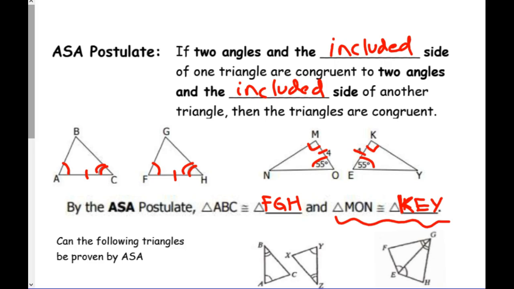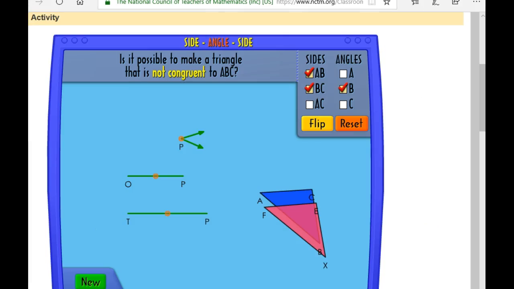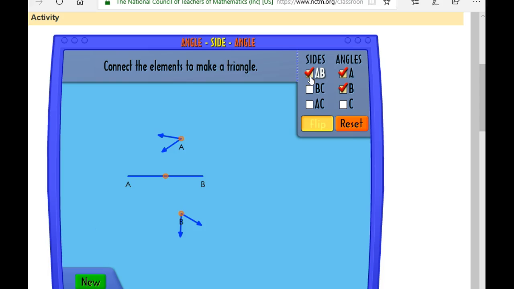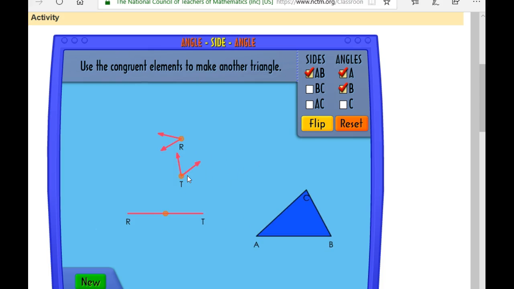That's a good joke. ASA, let's see if that works. So I got angle, then a side, then an angle. So let's see if it works. Line up my angles at H and B, of course. Line up the other angles. Now, will the same angle, side, and angle make the exact same triangle? What do you think? Let's find out. Got naysayers.